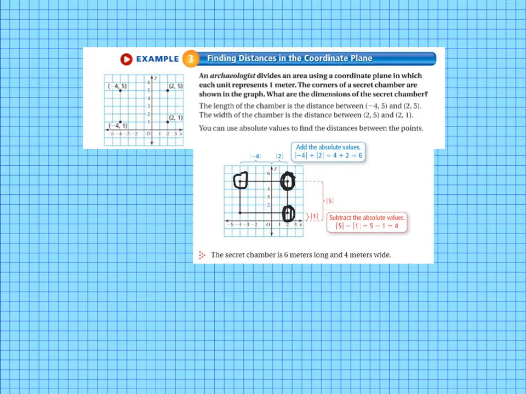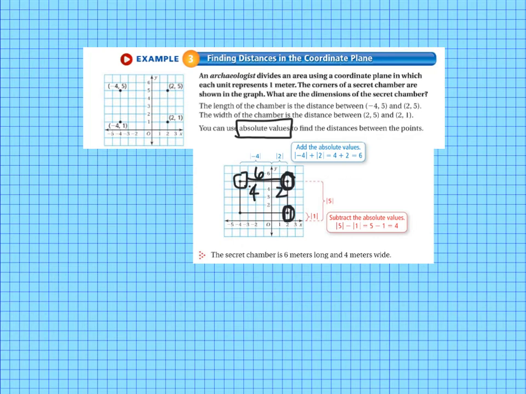So we could just count them on our graph, and that would work, and that's fine, but you have to count very carefully, or you can use absolute values to find the distances between the points. So here, where we're looking for the width, we want to add the absolute values. So we have a distance of 4 here, and we have a distance of 2 here, so that makes this width a distance of 6.